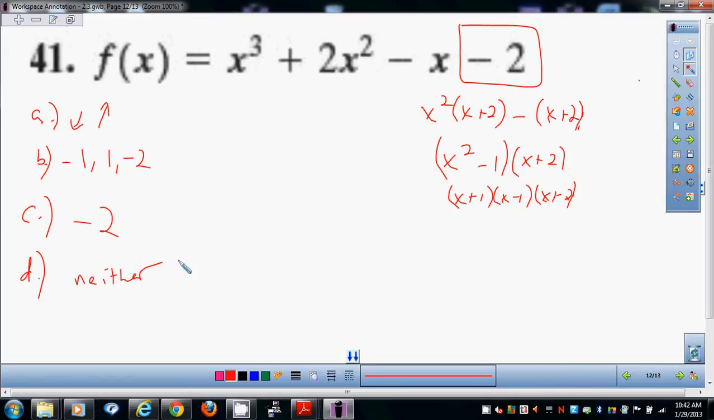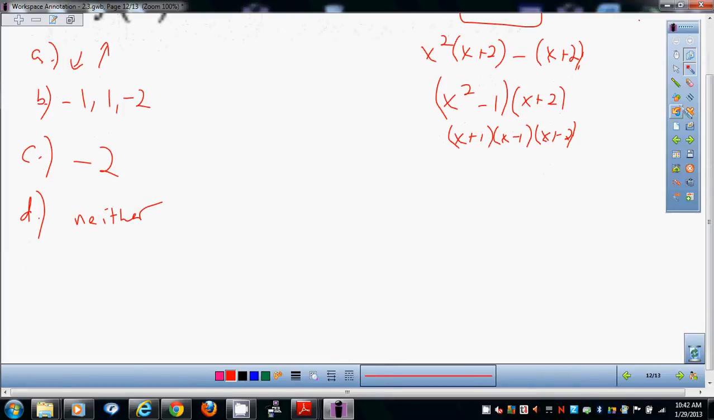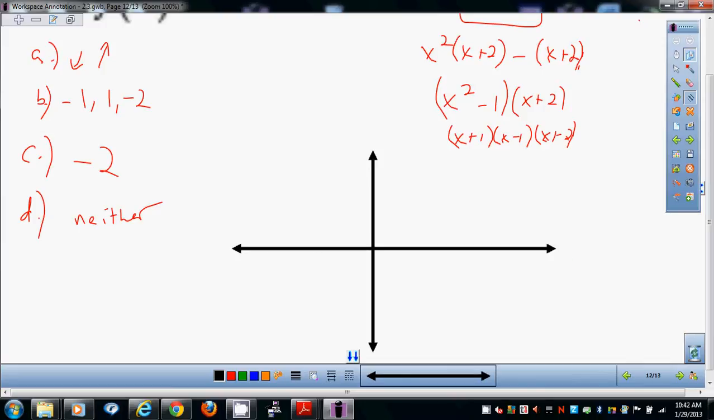Now, again, you just have to sketch these. You don't even have to put numbers on there. I just need to see the relative spacing. Y-intercept at negative 2. It's supposed to cross at negative 2, negative 1, and positive 1. And the end behavior was down, up. So now all you have to do is connect your dots, more or less. And there's your graph.